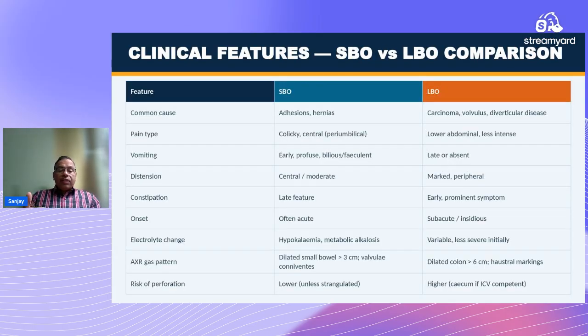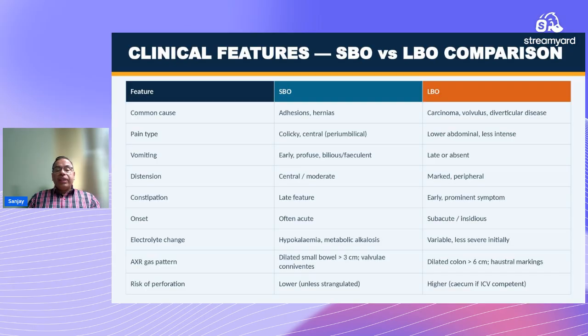So this would be a clinical comparison of a small bowel and large bowel obstruction. In small bowel obstruction, the commonest causes we have seen are adhesions and hernias. In large bowel, it is carcinomas, volvulus and diverticular disease. Pain in small bowel obstruction is colicky and central. In large bowel obstruction, it is more commonly in the lower abdomen and slightly less intense.